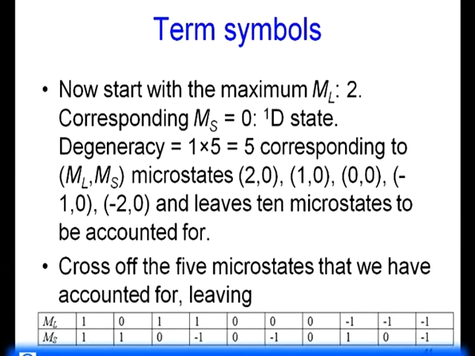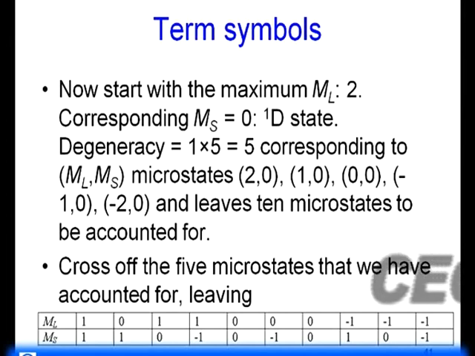The ml values can be 2, 1, 0, minus 1, minus 2. The corresponding ms values can only be 0, 0, 0, 0, 0, because ms is equal to 0, s is equal to 0, it can only have one component which is equal to 0. So by writing down 1D, I have removed 5 of the states that we were talking about, and then we cross off these 5 microstates and see which ones we are left with.